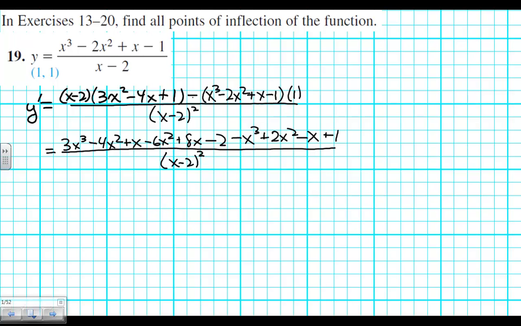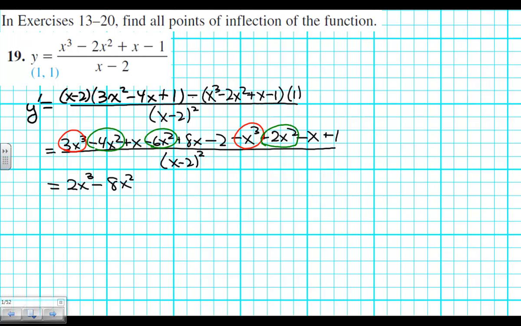Now, let's find common terms and collect them. In red, this cubed term and that cubed term gives us 2x cubed. In green, all the squared terms. So we got a negative 4, negative 6 is a negative 10, plus 2 gives us negative 8x squared.